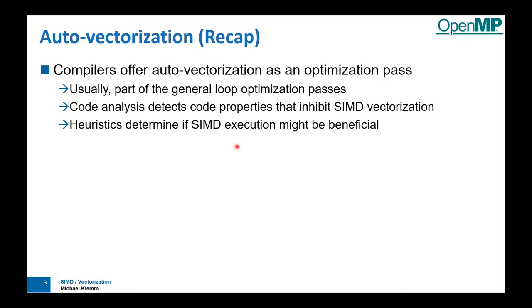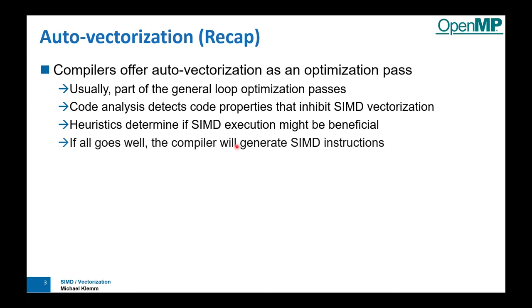We don't know the dynamic state of the system. So we basically have to strive in the compiler to determine that as well as we can and produce as good an estimate as we can get. And then if all those things go well, so the code analysis says, yes, we can vectorize, and the heuristics say, yes, this is likely to benefit performance, then the compiler will generate SIMD instructions.